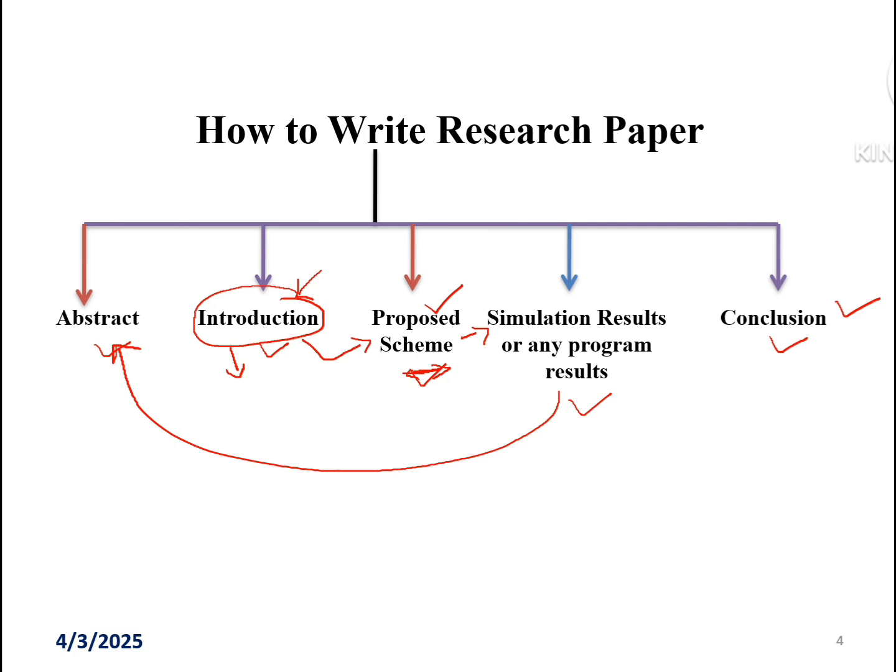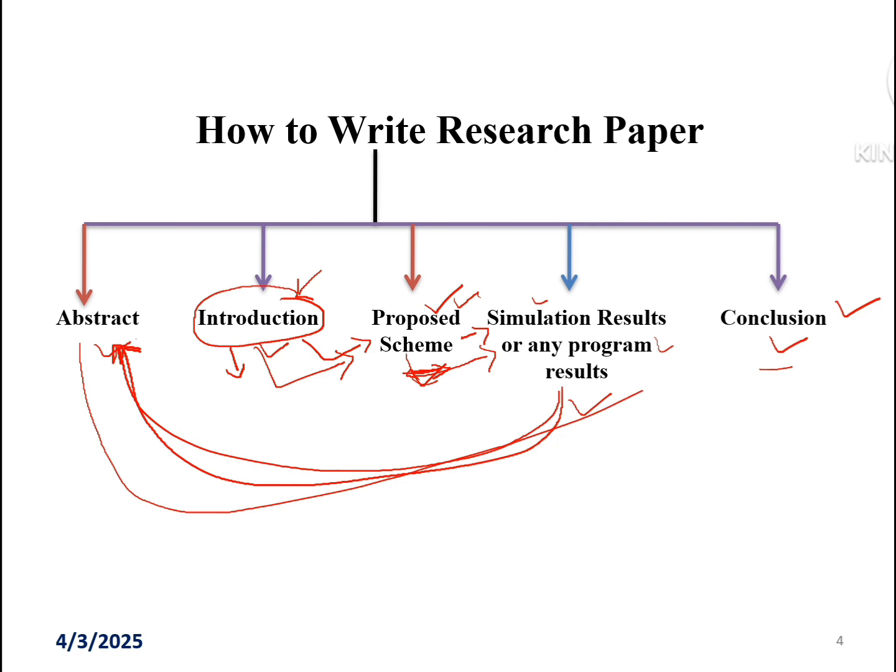If you are writing any research paper, first you have to focus on your introduction. If your introduction is very clear, then you can go for the proposed scheme, then for simulation and results. The introduction is totally related to your proposed scheme, and the proposed scheme is related to your simulation and results. After these simulation results, you write your abstract, which is compared with the proposed scheme as well as the simulation results. And finally, the conclusion. This is how to write research papers in a specific area, whether electrical, electronics, mechanical, computer science, or civil engineering.